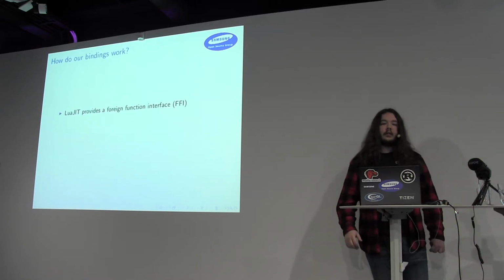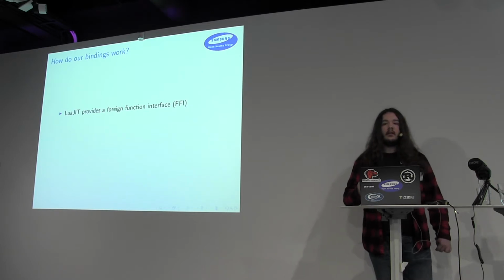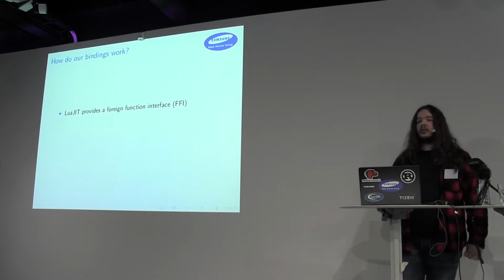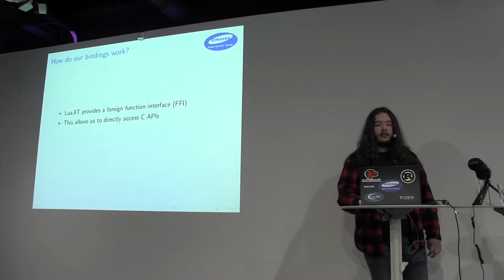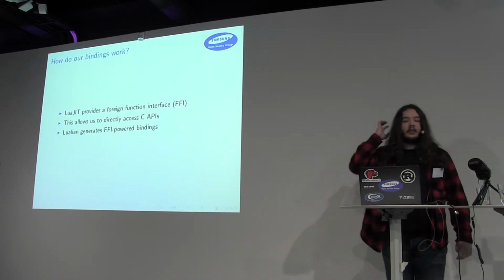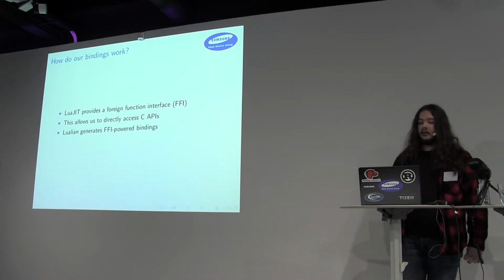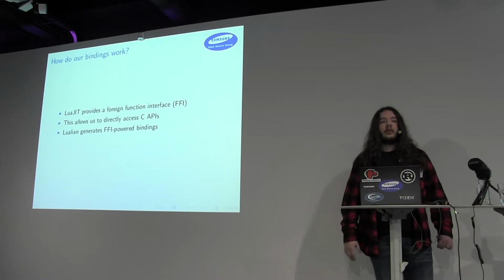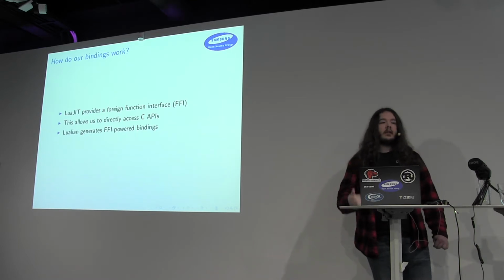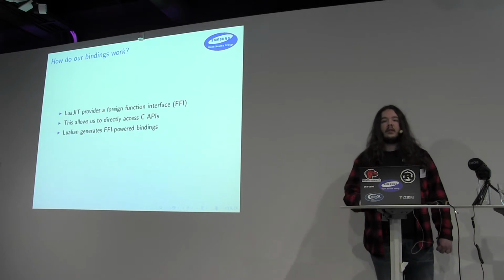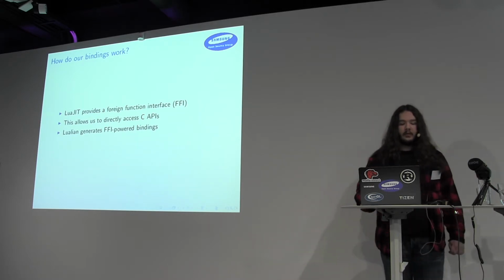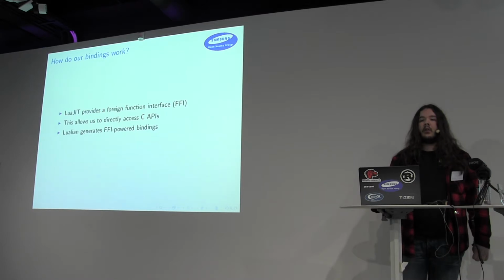How do these bindings work? LuaJIT provides an FFI interface, which can be used to interact with C directly without actually having a compiled C module. So this allows us to directly access our APIs as they are, and our generator generates bindings powered by LuaJIT FFI. For different languages, we have several different generators by now. One for C++, people are working on generators for Rust and OCaml. So we're also doing JavaScript. So we're going to have different languages eventually, but Lua is basically, along with C, the main one.